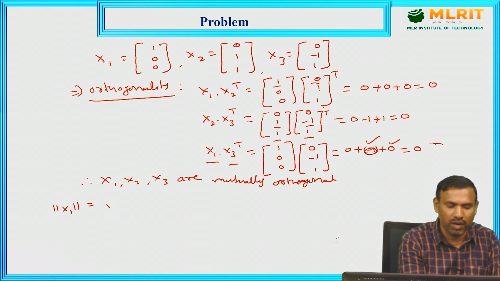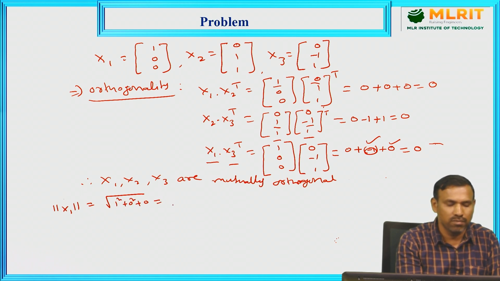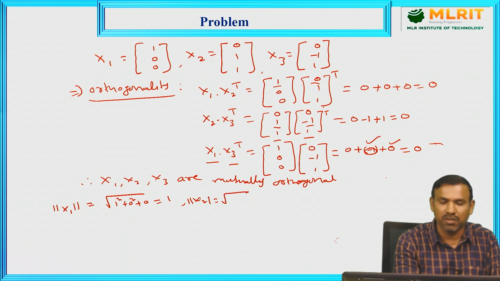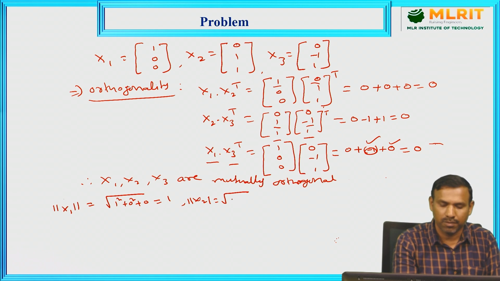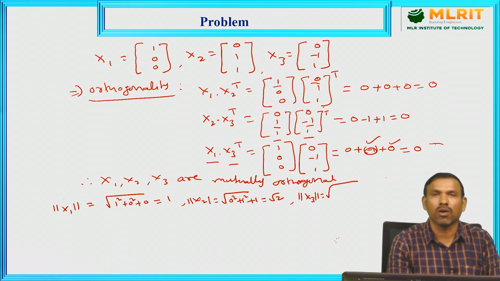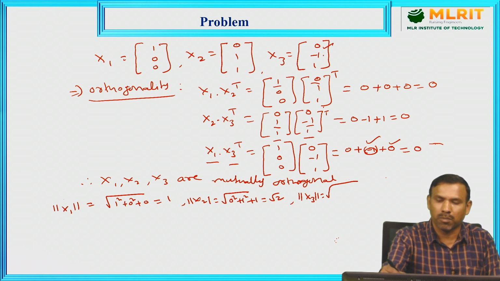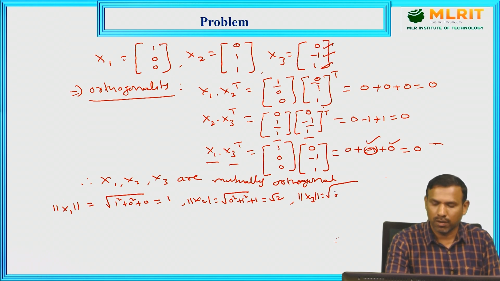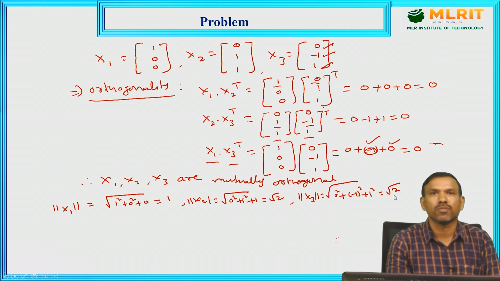How much is the length of x1? 1 square plus 0 square plus 0 square, the length of the first vector is 1. Then the x2 norm, the length of the second vector: 0 square, 1 square, 1 square, that is root 2. Next, the third eigenvector x3: under root, 0 square, minus 1 square, 1 square, which is equal to root 2. So, these are the norms.